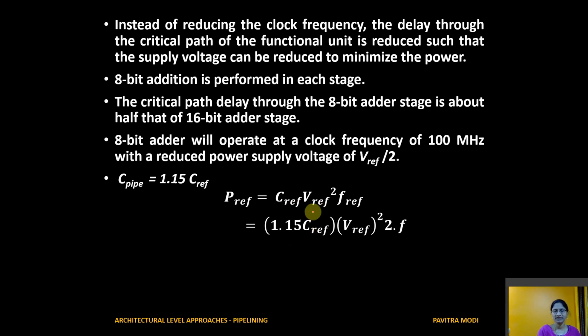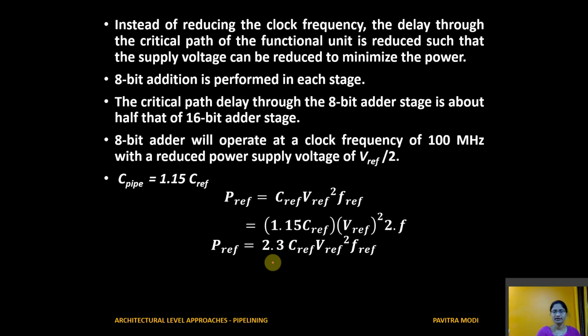And of course, we haven't gone for any voltage scaling. Therefore, directly we are going to take it as V reference square. But normally without scaling, what is the frequency we need to apply? It has to be 200 megahertz. Therefore, it has to be twice that of the F reference, and that's why I wrote it as 2 into F. Therefore, without VDD scaling, the power dissipation is going to be 2.3 times that of the P reference value.